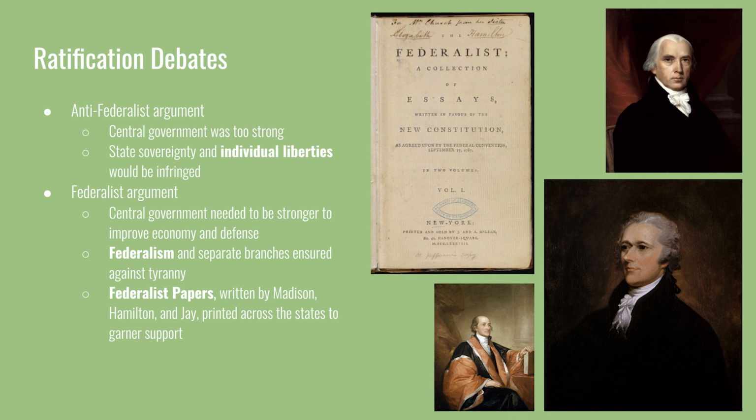There were 85 essays written by Madison, Hamilton, and John Jay under the pseudonym of Publius, that is Latin for voice of the people. The majority of these were written by Alexander Hamilton. They were printed across different states and newspapers to garner support. The Federalists had an advantage here in that most people who owned printing presses agreed with the viewpoint of the Federalist Papers, while not as many printers agreed with the Anti-Federalists.